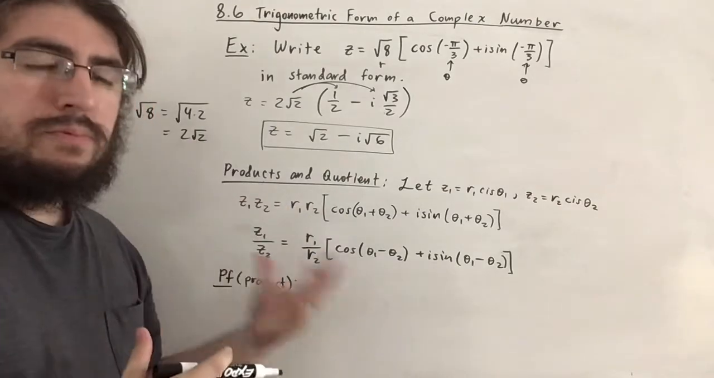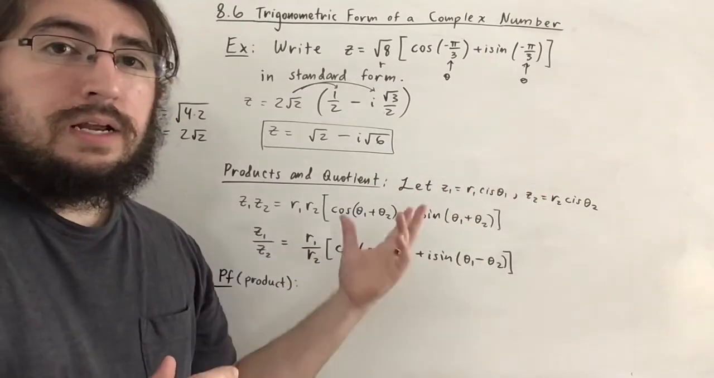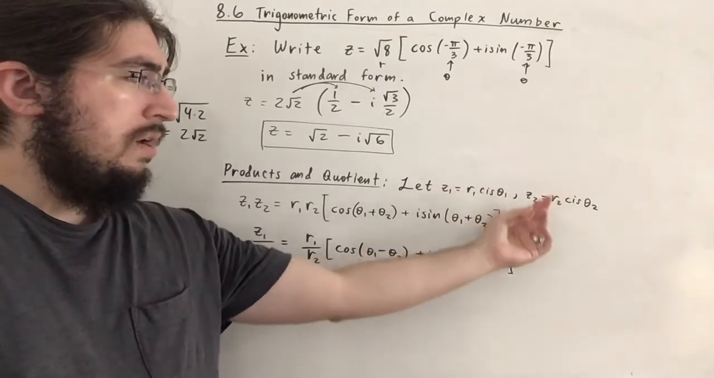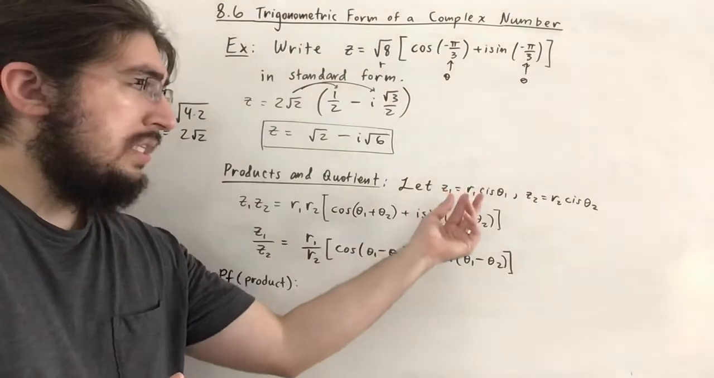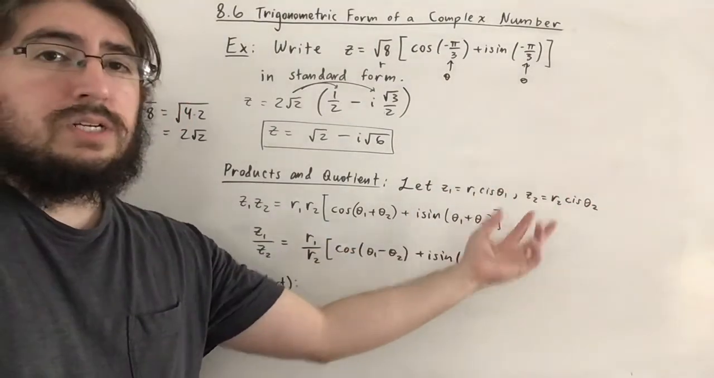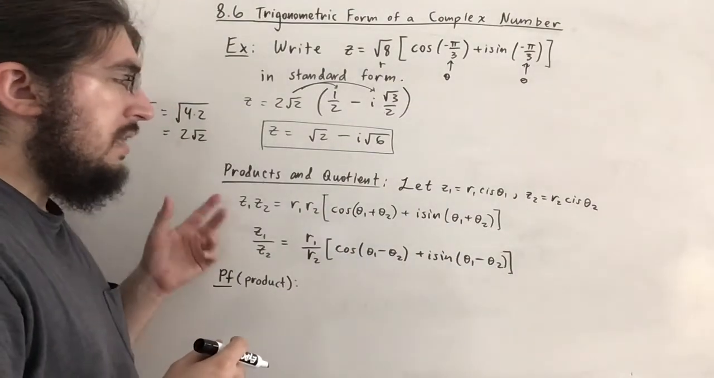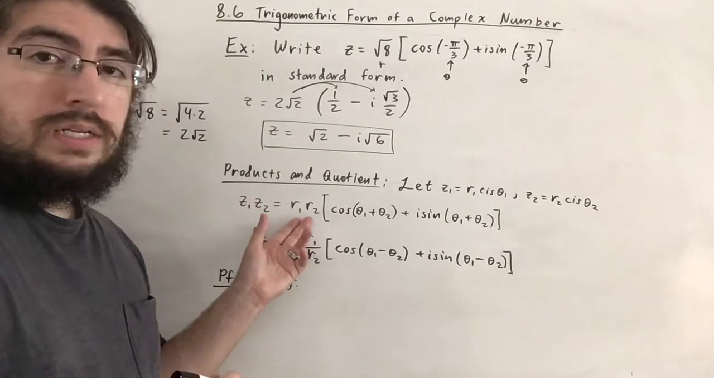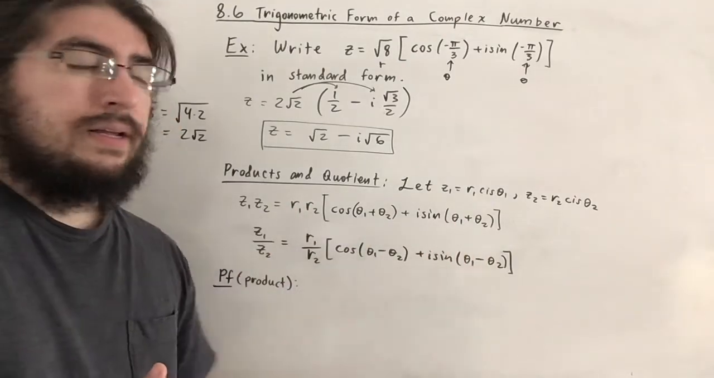Now, before I prove anything, let me just describe what's going on here. So we have two complex numbers in trig form. So we have z1 is equal to r1 cis of theta 1, z2 is r2 cis of theta 2. Again, this just means the radius is r1 and the angle is theta 1 for z1, and then for z2 the radius is r2 and the angle is theta 2. And what this says is when you multiply two complex numbers, their modulus, the radii get multiplied, but their angles get added.